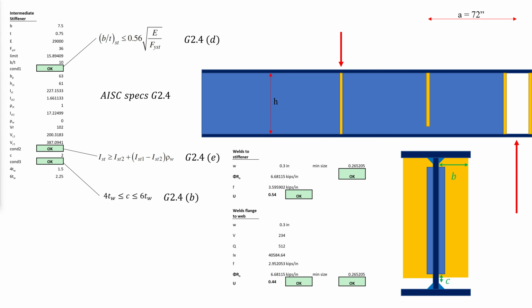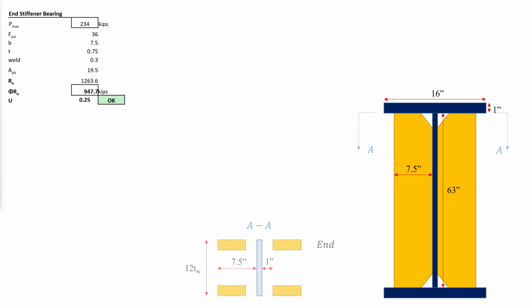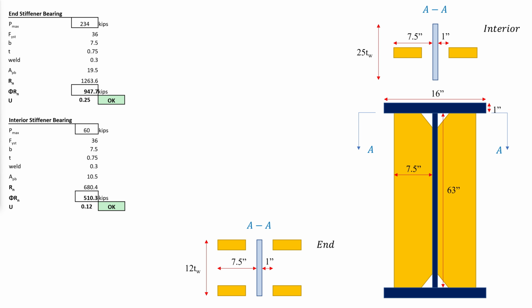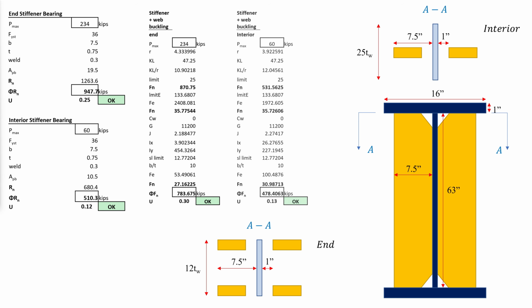The minimum size is checked from AISC specifications Table J2.3, while the strength is checked using equations 8-1 from the AISC construction manual. Finally, the strength of the bearing stiffeners needs to be checked. Cases to be checked are end stiffener bearing, but please remember to account for double stiffeners at the end. Interior stiffener bearing, end stiffener and web as a compression member, and interior stiffener and web as a compression member.